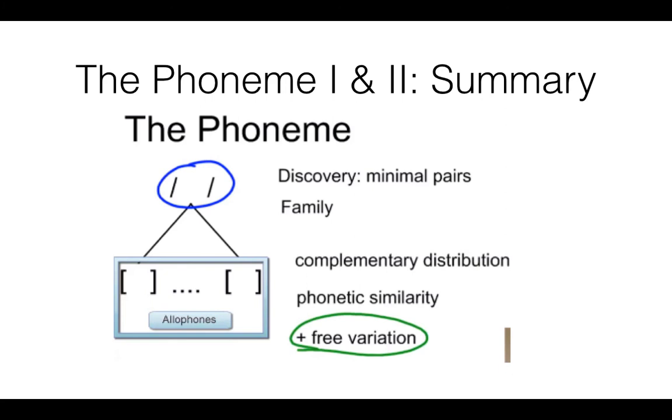Example, Paul and Paul, or Paul and Paul. So K and L are different phonemes, because we have a minimal pair: same environment and a difference in meaning. Paul and pause, same environment, different sounds, but a difference in meaning. So here we have minimal pairs.